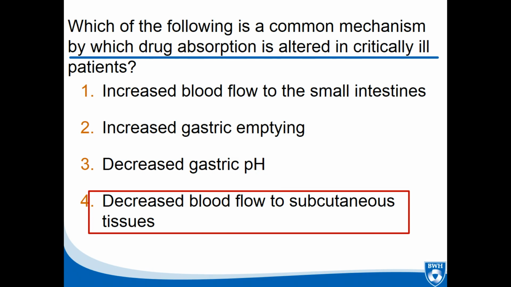Number 1 would likely be decreased blood flow to the small intestines due to shunting, number 2 would be decreased gastric emptying, and number 3 would likely be an increased gastric pH.